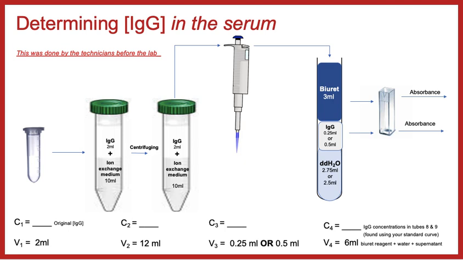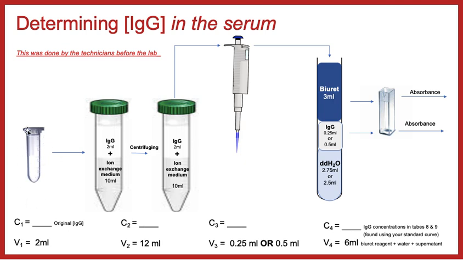So here's how you can determine your concentration of IgG from the very initial serum, the bovine serum that we had. All right. So basically, I'm going to go forward to explain this, and then we're going to go backwards, what you guys need to do. Okay.